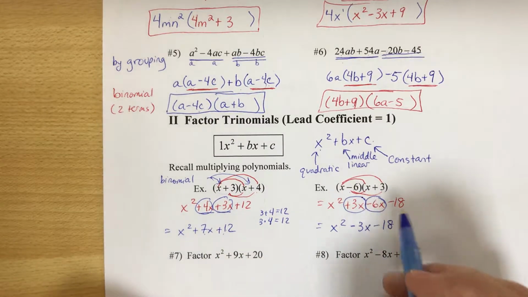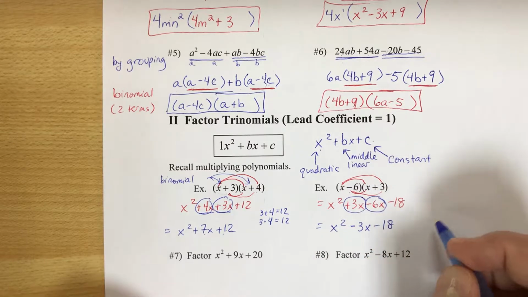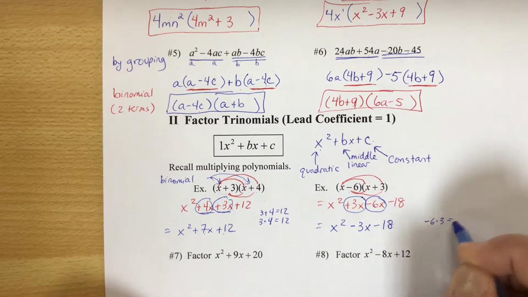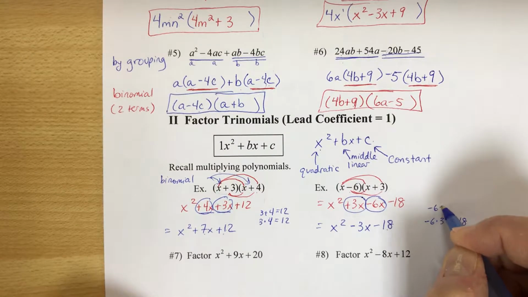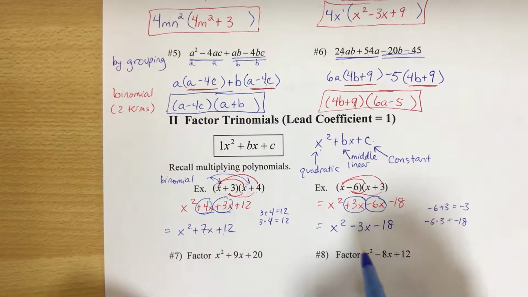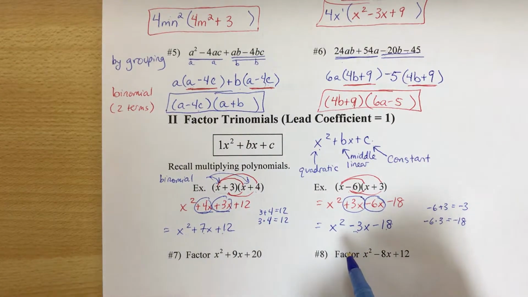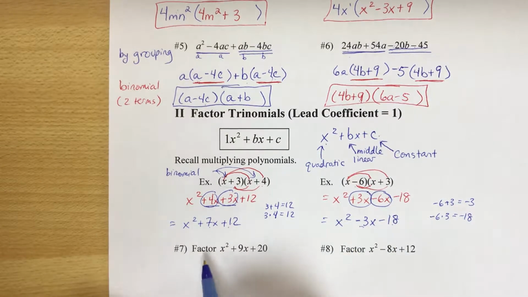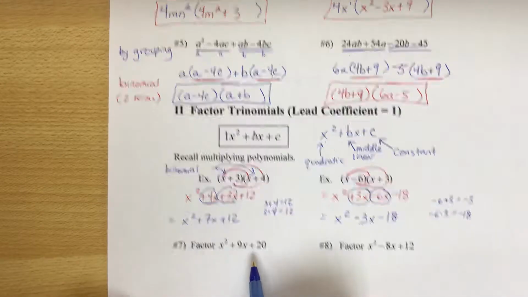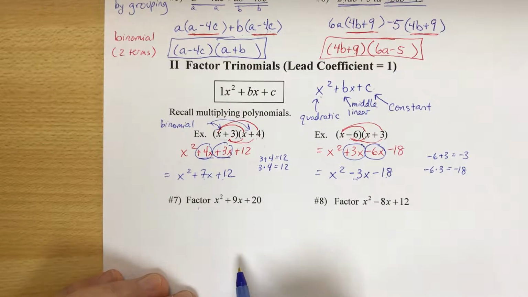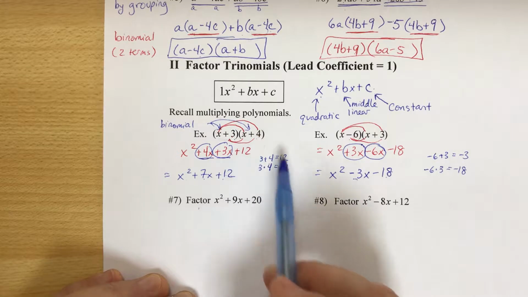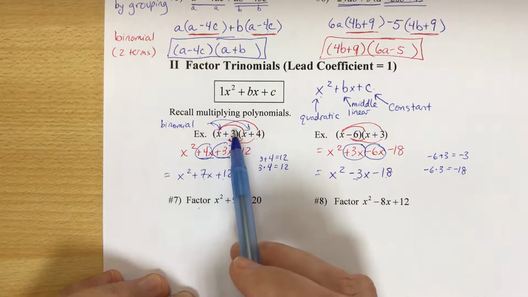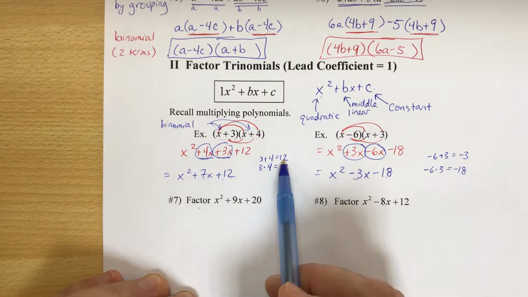Does it work over here? Well, if we do negative 6 times 3, what we get is the constant, negative 18. If we do negative 6 plus 3, we get negative 3, which is the middle term, the middle coefficient. So what happens here is that when we factor, we're going to work backwards, but we recognize that there's a pattern, that if we multiply these 2 numbers, we get the constant. If we add them, we get the middle.